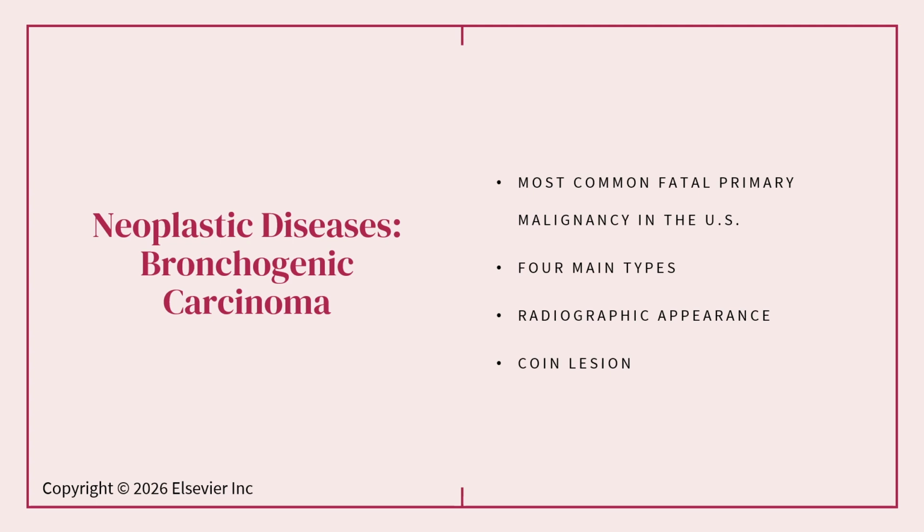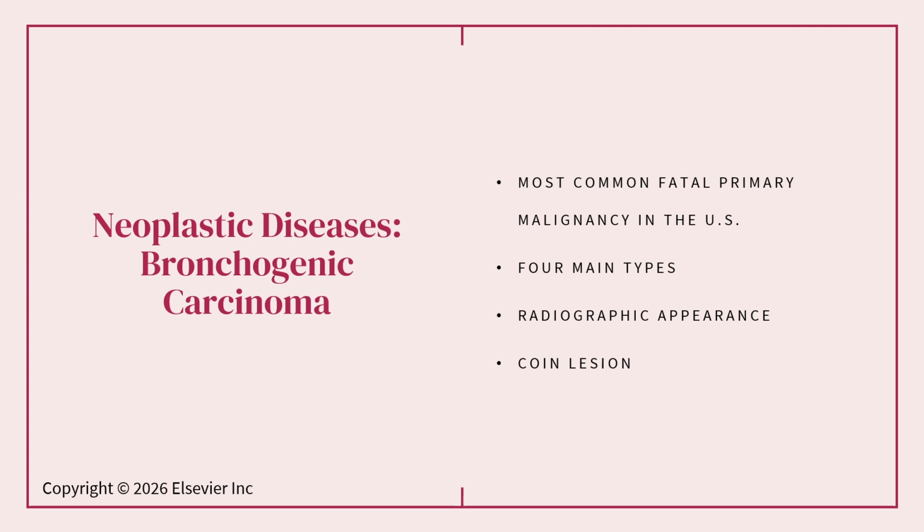Bronchogenic carcinoma is the most fatal primary malignancy in the U.S. It accounts for 90% of all lung tumors and has a very low 5-year survival rate. There are also 4 main types. They are squamous cell carcinoma, adenocarcinoma, undifferentiated large cell carcinoma, and undifferentiated small cell carcinoma.